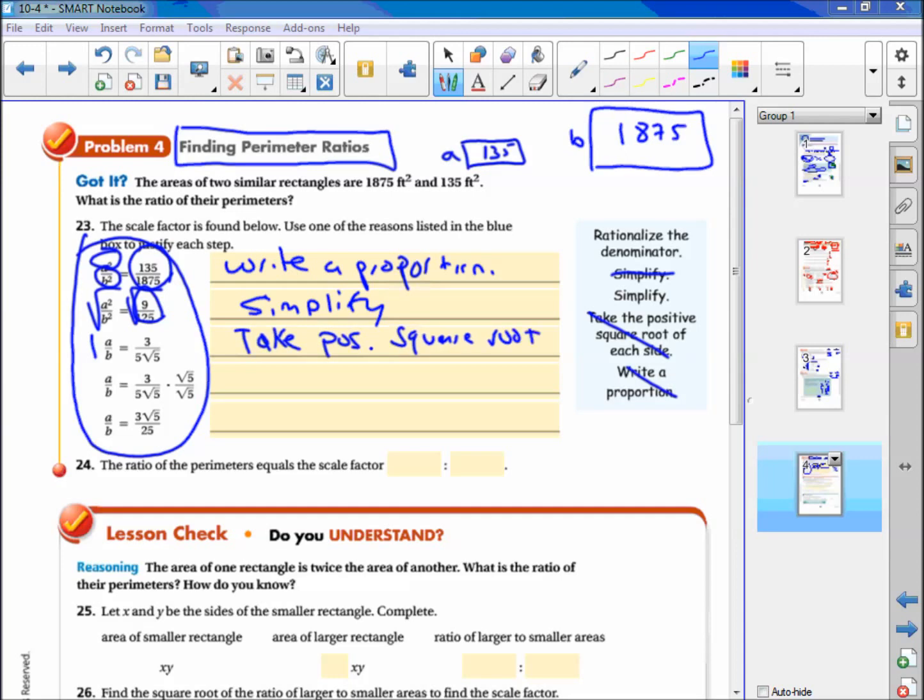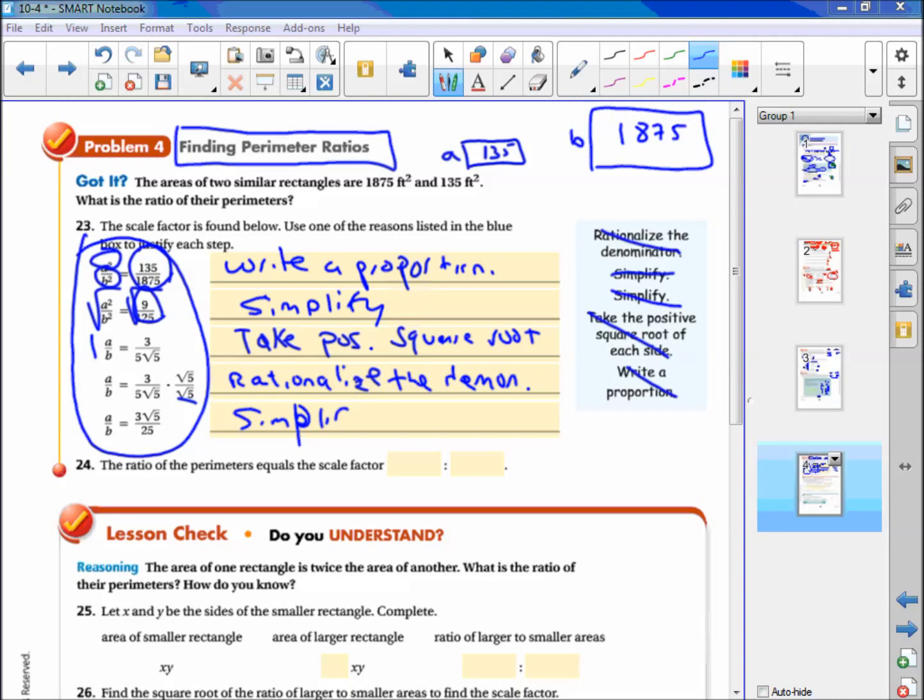All right. And then we had to rationalize the denominator to get that square root off the bottom. So that's what they're doing here. They're multiplying both the bottom and the top by root 5. So rationalize the denominator. And the last step here, they just simplified that rationalization. So this is a simplify.